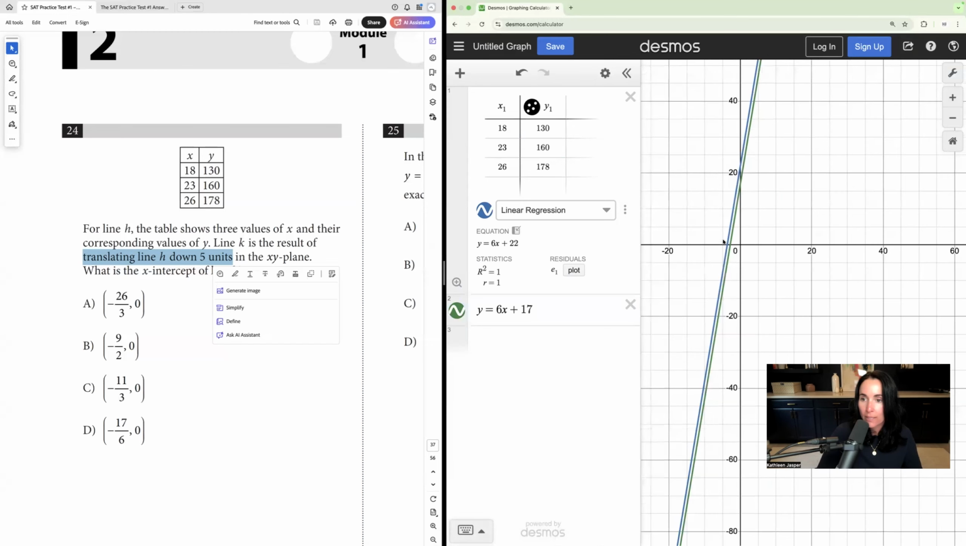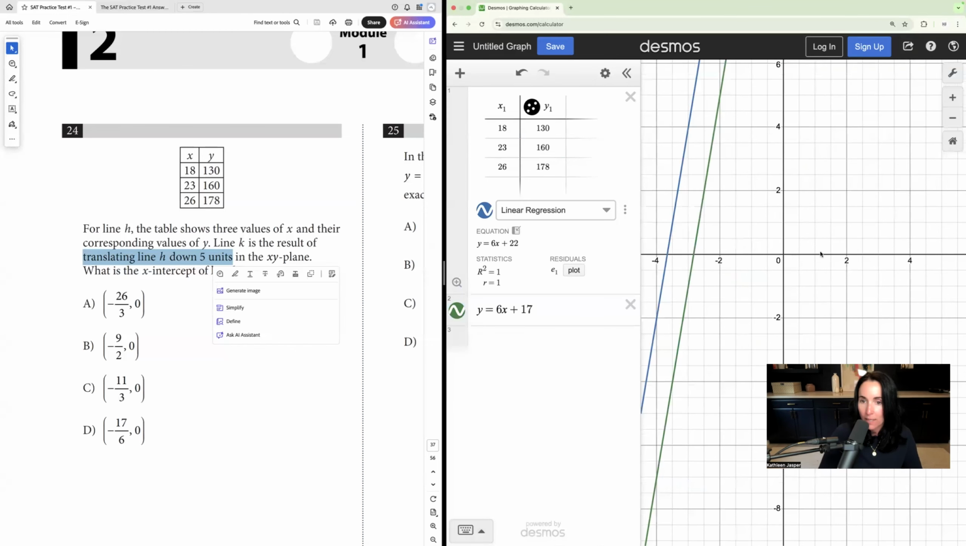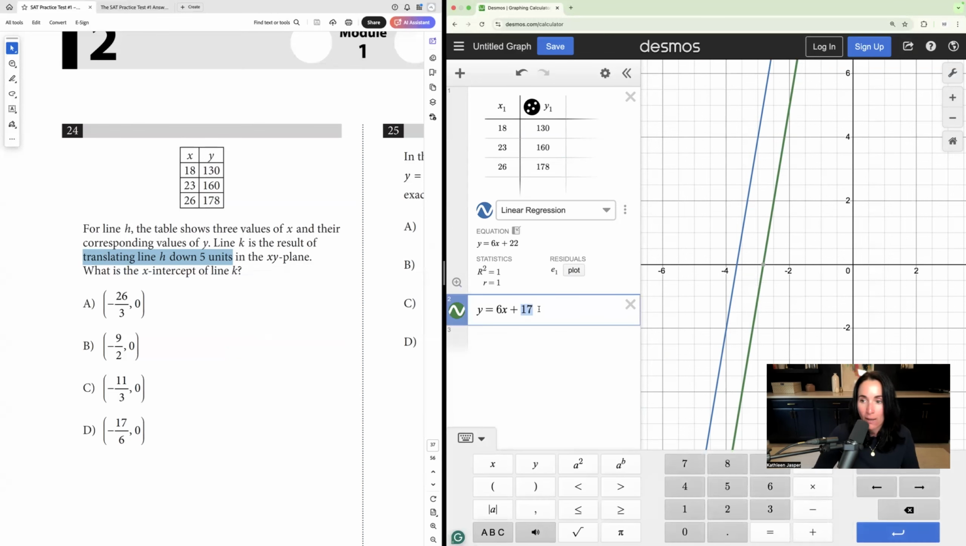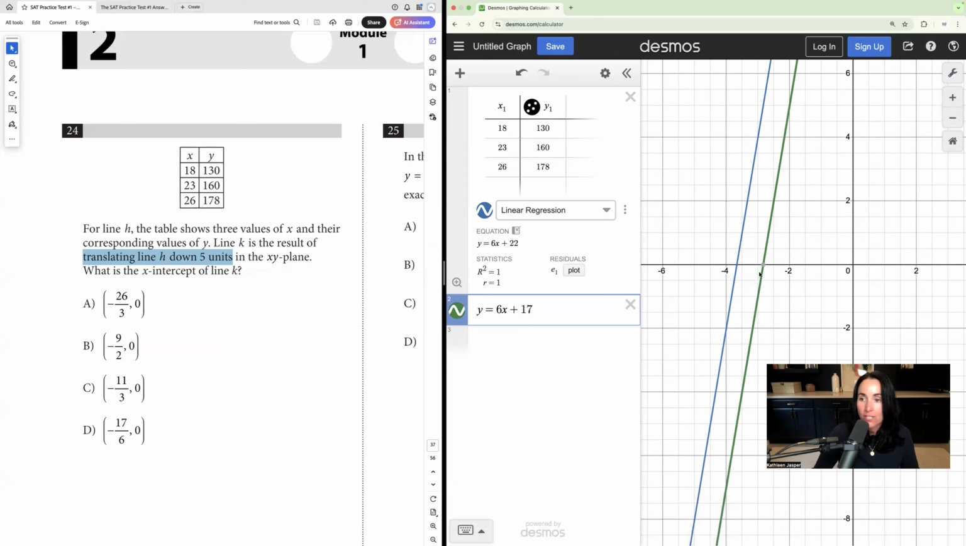Now I'm going to zoom in so I can get some space between these lines. And notice my new line is in green. So this blue line is going to be line H. That's the original line. And the green line now is line K, which is the result of moving it down 5. Now, wherever there are dots on these lines, you want to look at the dot, okay? And you can see I have a negative number and then comma 0.